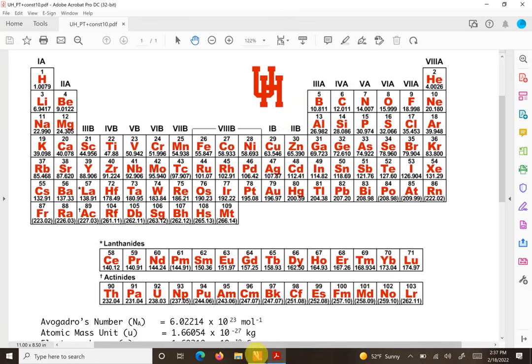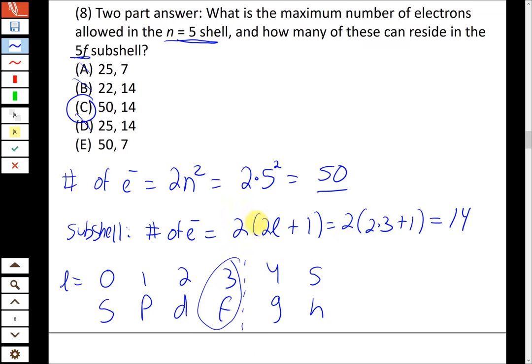Okay? So there are a couple ways of handling that one, but these relationships are helpful at times, these 2L plus 1 and n squared relationships. So just know when to use them and what they mean, and you should be good to go. Any questions on that? Yeah.